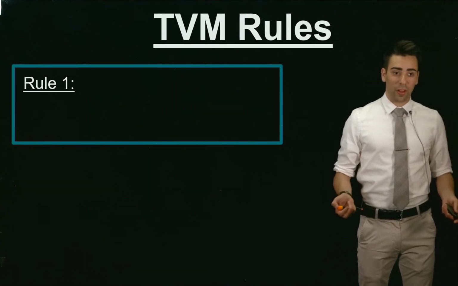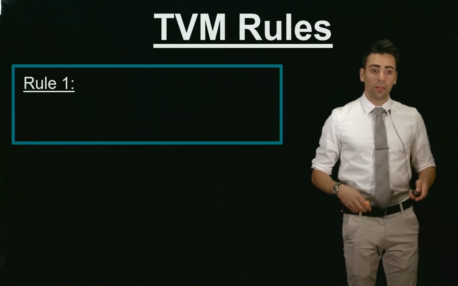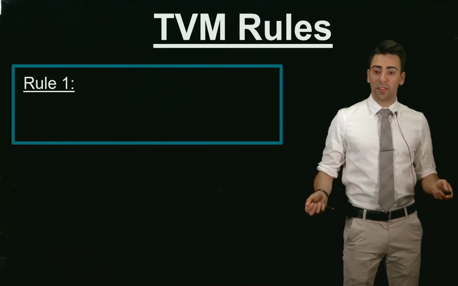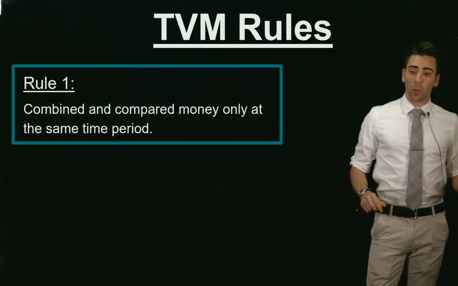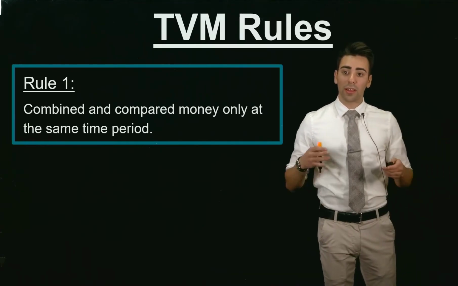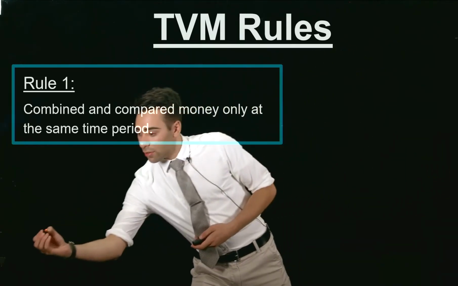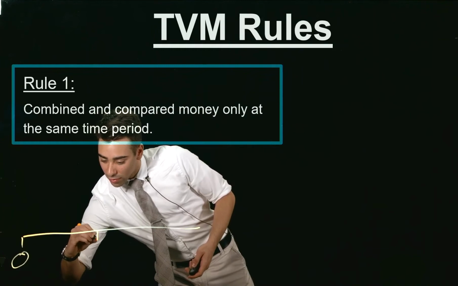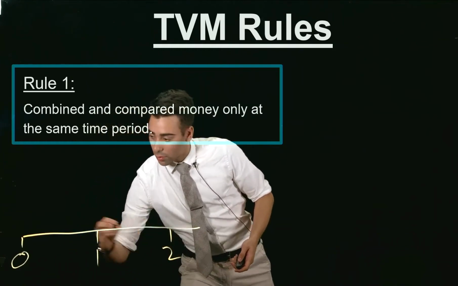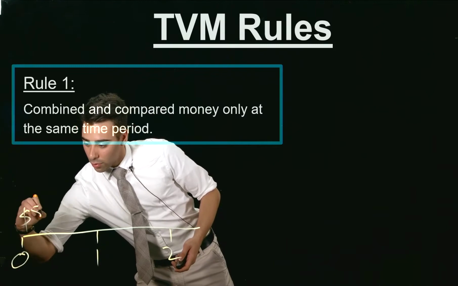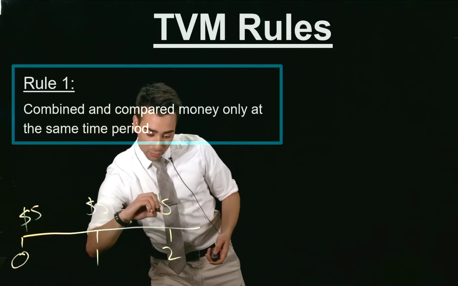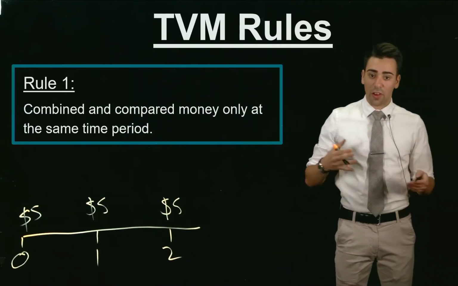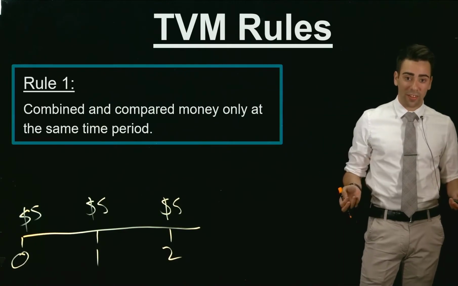Now let's introduce three main rules when we're looking at time value of money. Given that money has different values dependent on the time it is earned or paid, three rules need to be taken into account. Rule number one is that money can only be combined and compared at the same time period. So to represent that with a timeline where we have, let's say, $5 cash flows occurring at each period, we can't then go and add these cash flows together because they have occurred at different points in time and over different periods.